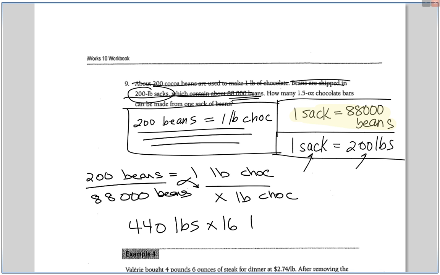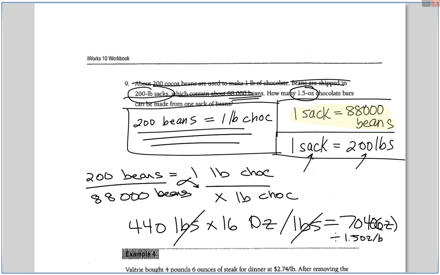Times that by 16 ounces per pound. So times that by 16. So I have 7,040 ounces of chocolate. Okay, 7,040 ounces. How many 1.5 ounce bars can I make? Divide by 1.5 ounces per bar. So 7,040 divided by 1.5 is 4,693 bars of chocolate. Very weird question.